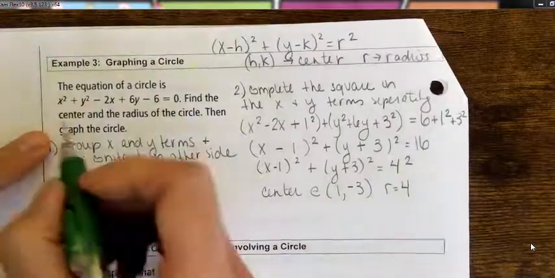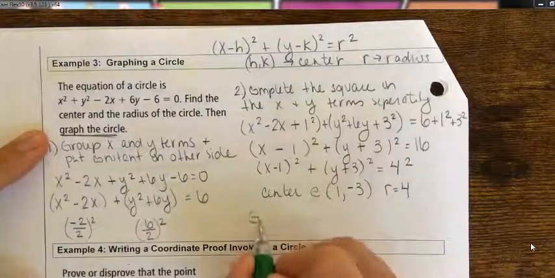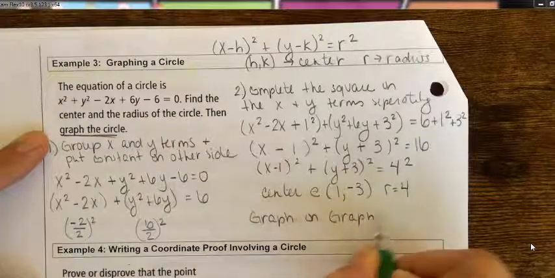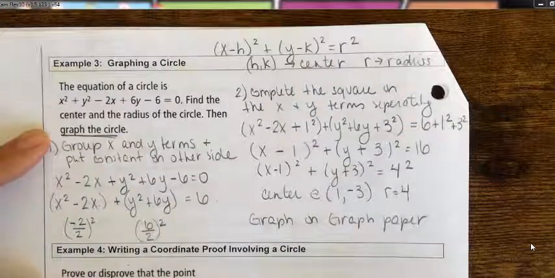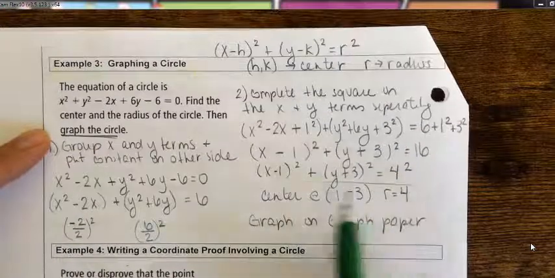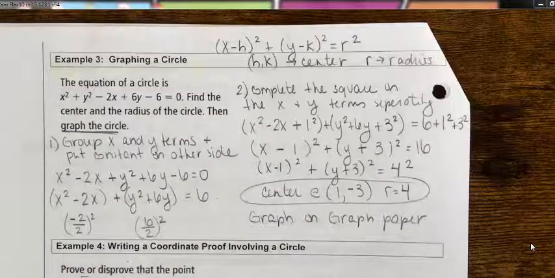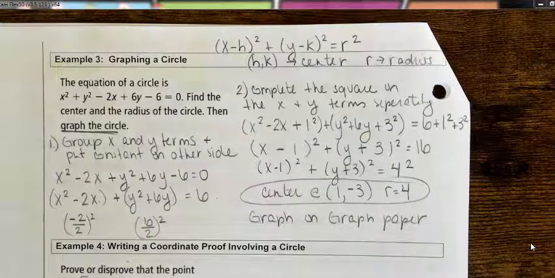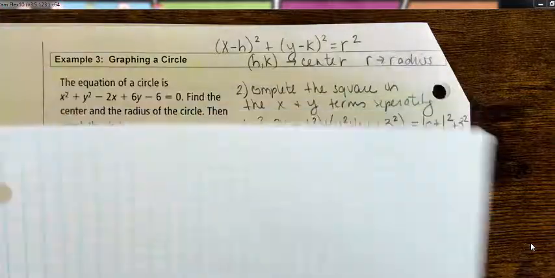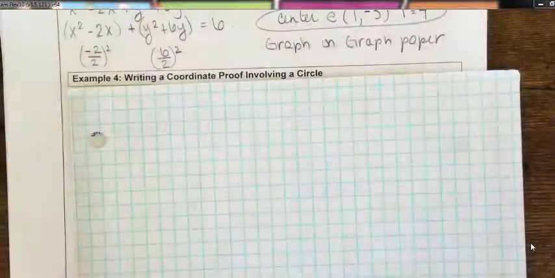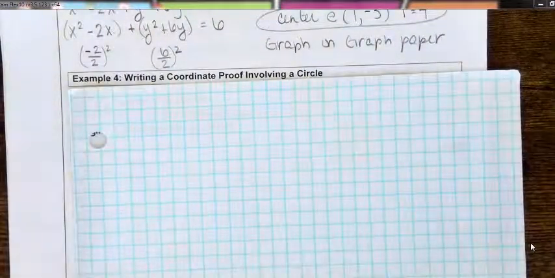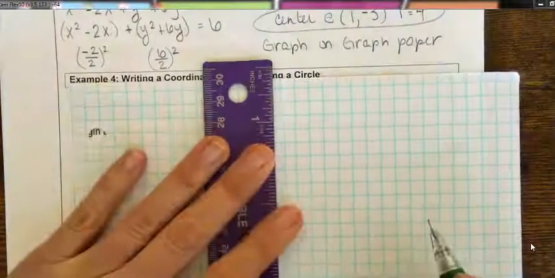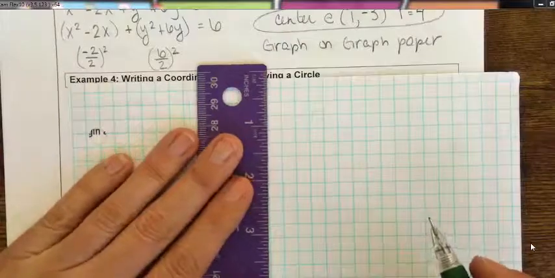Okay, and I'm going to graph this. I'm going to graph on graph paper. All right, so here's part of my answer. The fact that I have the center at 1, negative 3, and the radius is 4. We'll get some graph paper. We're going to use this graph paper a couple of times. Find a ruler. So my center is at 1, negative 3.